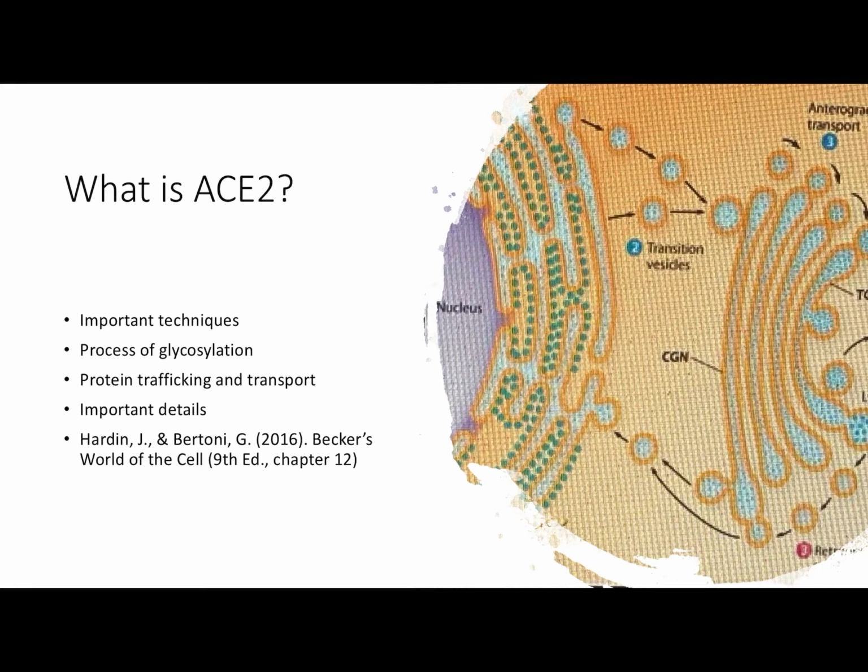So now moving on to protein trafficking and transport. When talking about protein trafficking, it's important to know that there are two important directions and components. These include anterograde and retrograde. Anterograde begins when the protein is synthesized in the ribosome of the rough ER. Following that, the protein will then enter the ER lumen where glycosylation is taking place.